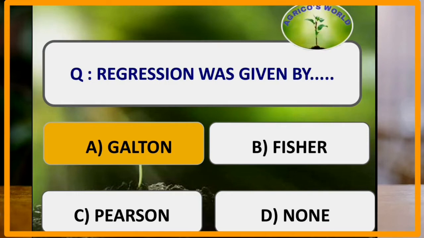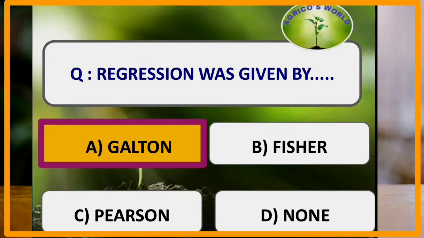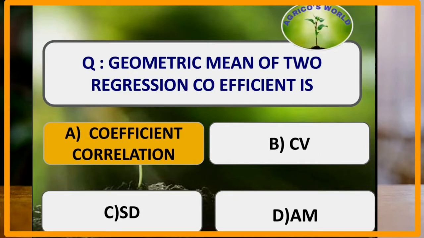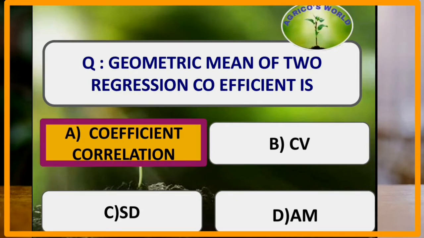Regression was given by which of the following scientists? Regression was first used by Sir Francis Galton and it is the average relationship between two or more variables. What is the geometric mean of two regression coefficients? The geometric mean of two regression coefficients is the correlation coefficient.